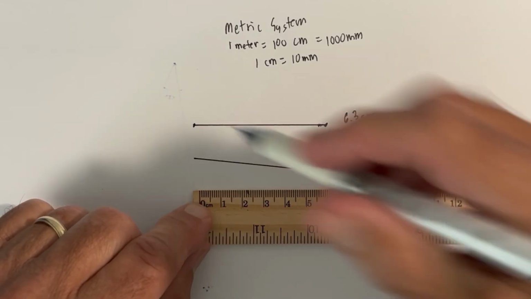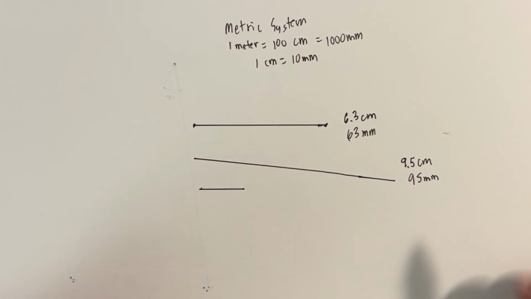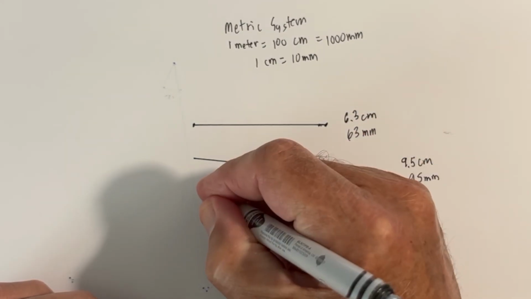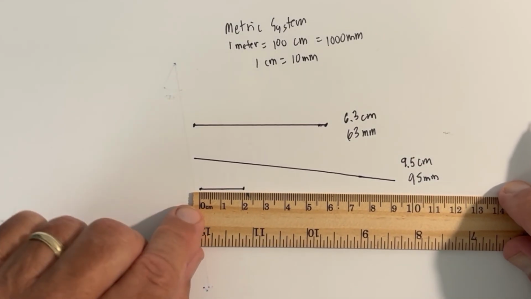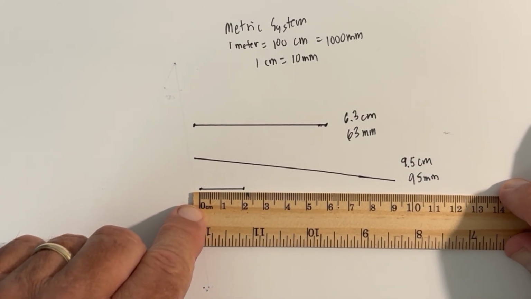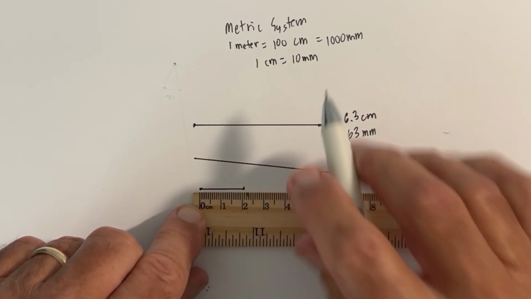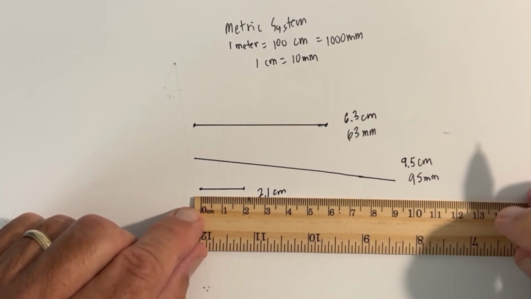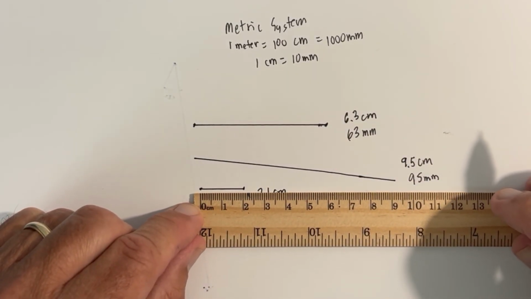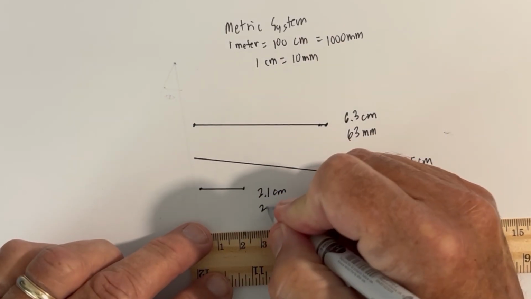And just one more, we'll do a little short one for practice. Okay, so there's going to be our third example. Put the ruler on the line there. Okay, that looks like 2 centimeters and then a tenth. So that's 2.1 centimeters or 21 millimeters.